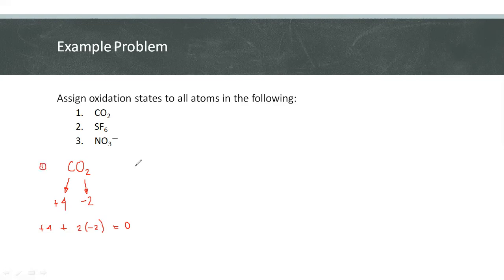Okay, so let's have number 2. Sodium hexafluoride.